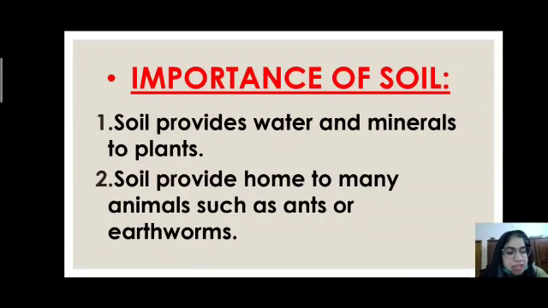Some animals such as ants or earthworms make their home in the soil because the soil provides a home to such types of animals. Almost everything that we use in our homes comes from soil or from plants that grow in the soil. I hope you all get my point, class 3.